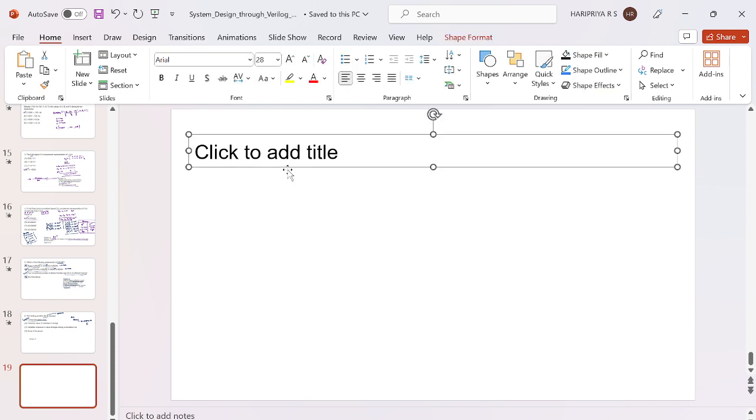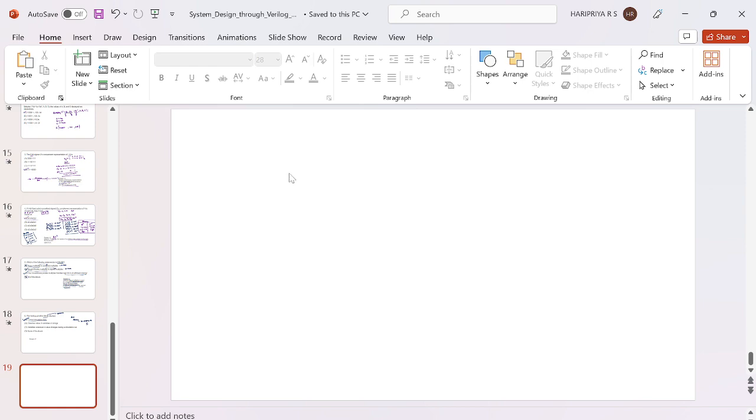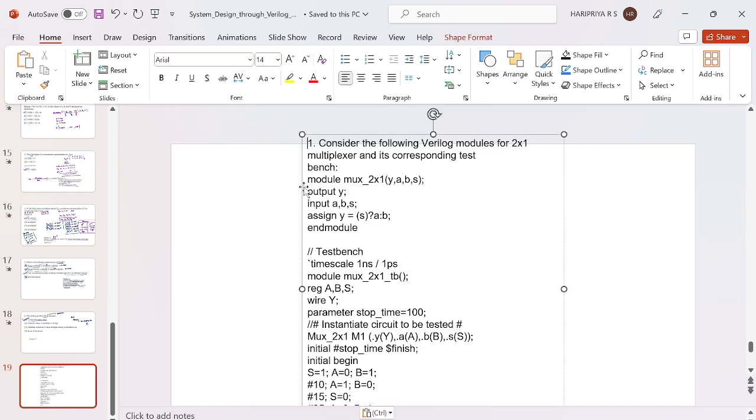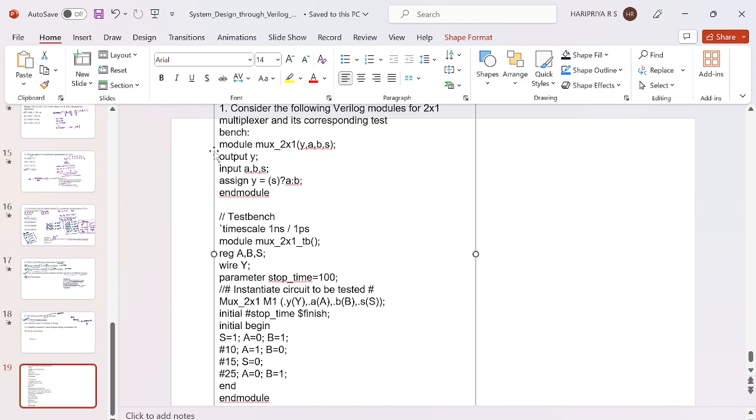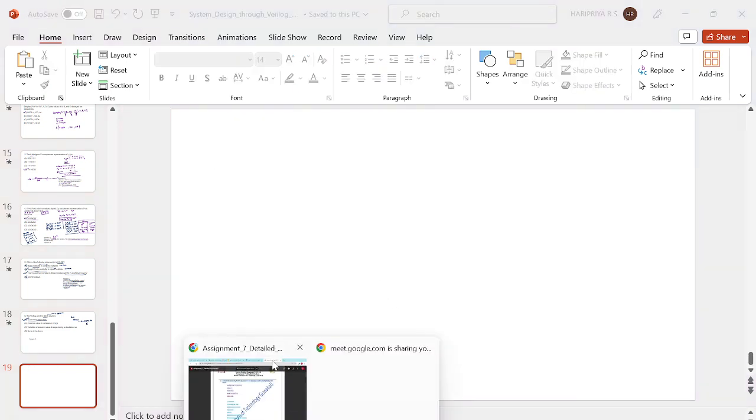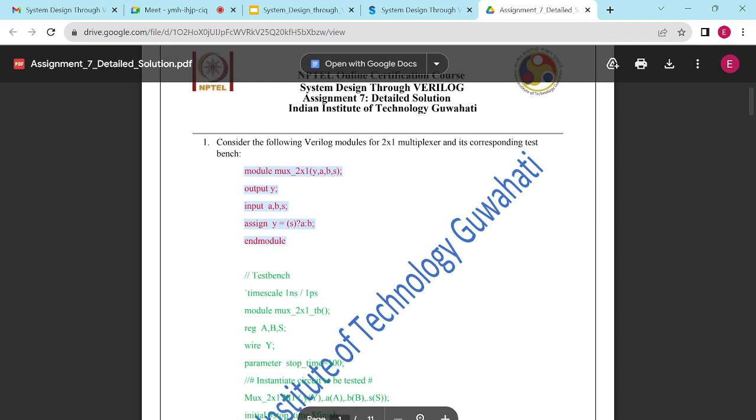Any doubts? I will copy it separately. This is the code.